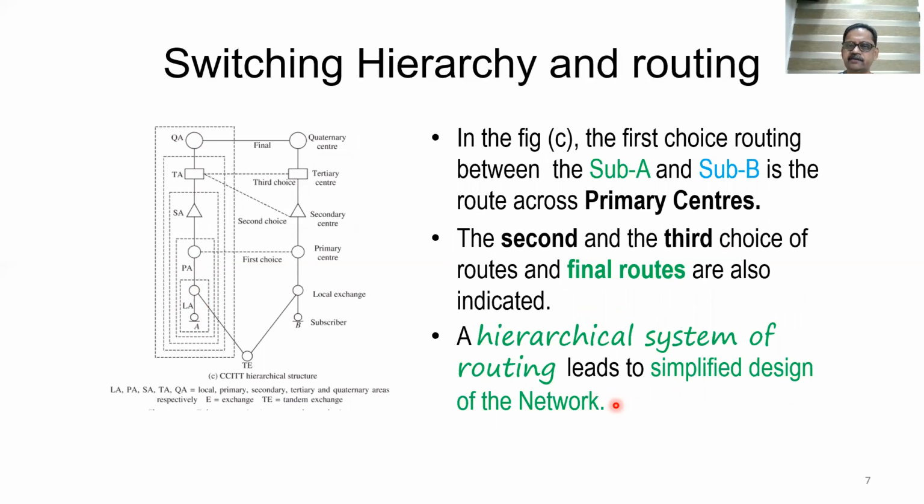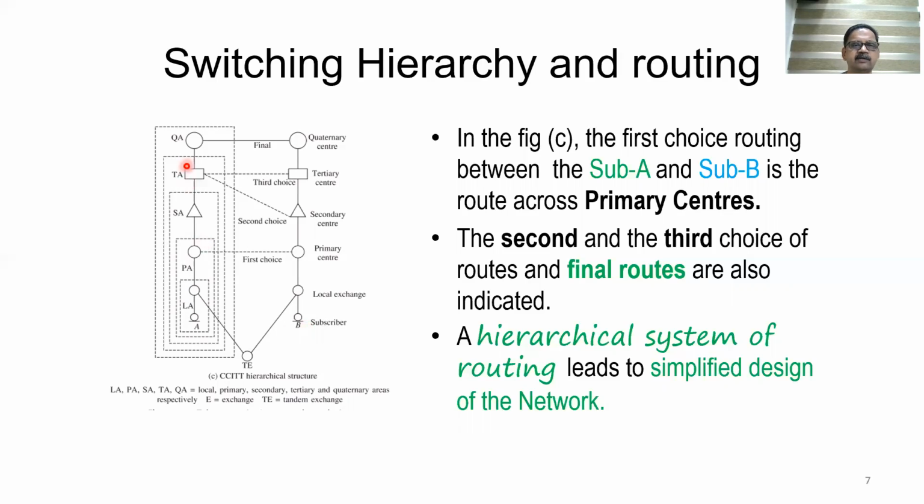Further, we will study this figure. The first choice routing between subscriber A and subscriber B is the route across the primary centers. So as indicated here, this is the first choice. As long as this path or the trunk line between this primary center and this primary center is available, the call should be put through via these two primary centers. This is the first choice. This I have already explained, once again I am reiterating.